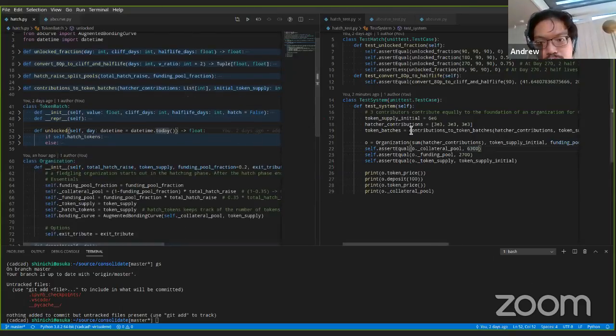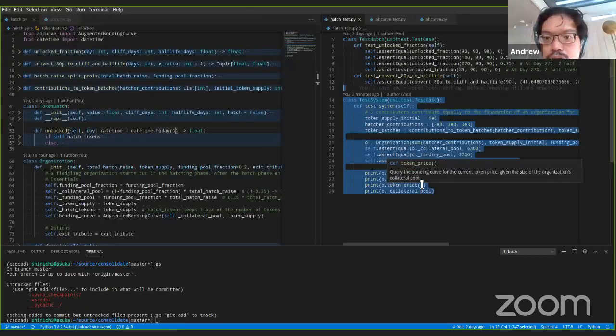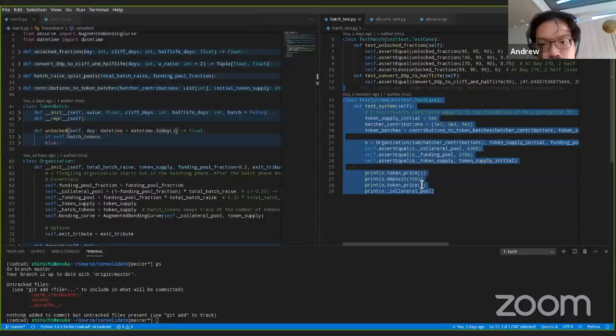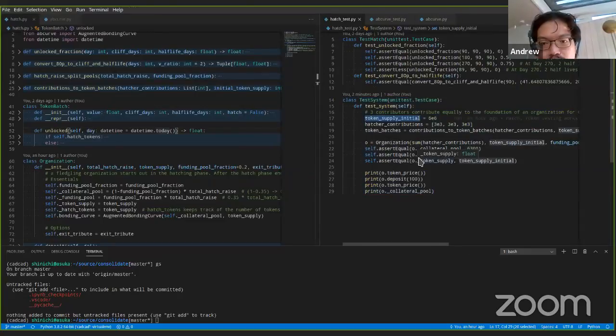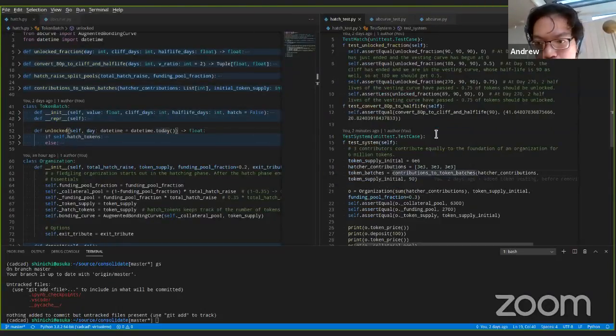So we have here our test. This basically makes sure that the entire thing is working properly. So we set up our variables. We want 6 million tokens initially to be generated from 9,000 DAI. This is 9,000 DAI.